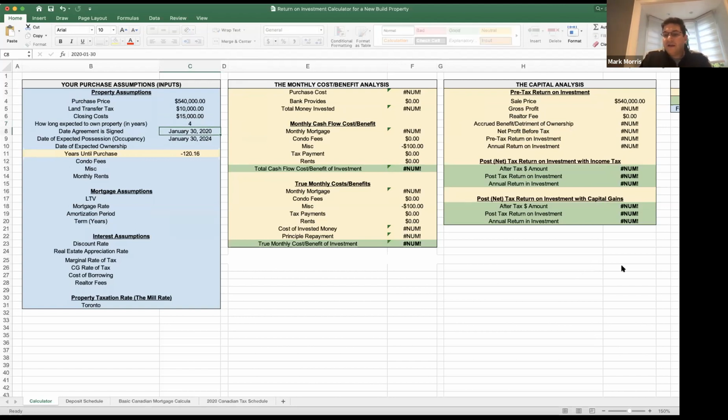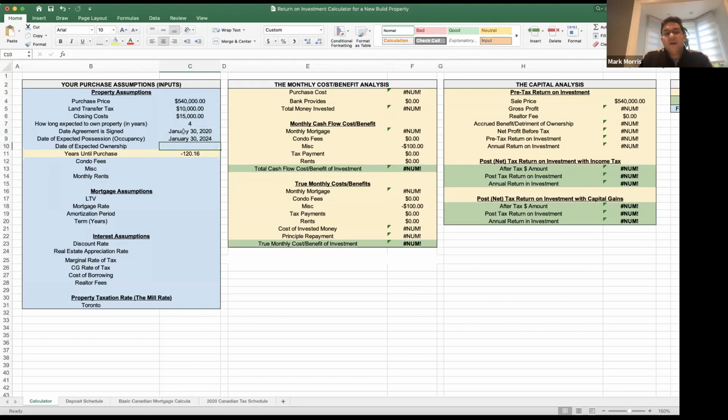Okay, so basically I'm going to have a contract. I'm going to hold on to my contract for 3 years. I'm then going to own it for 4 years. I'm going to sell. So 7 years after I sign my contract, I'm going to sell it. That's when I'm going to receive my money for this. The date of my expected ownership.